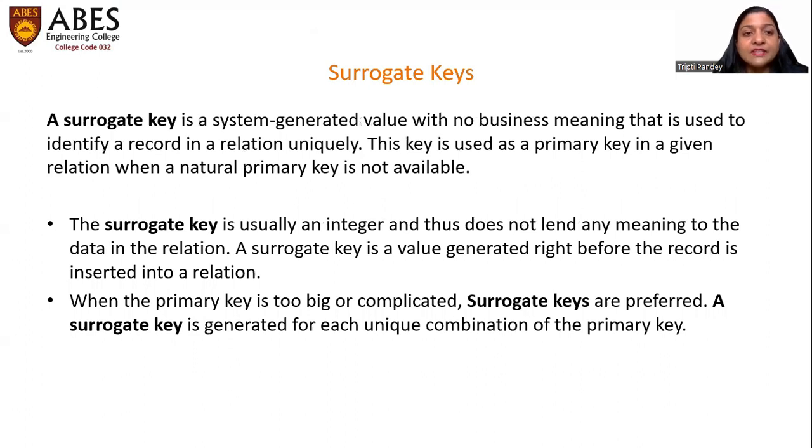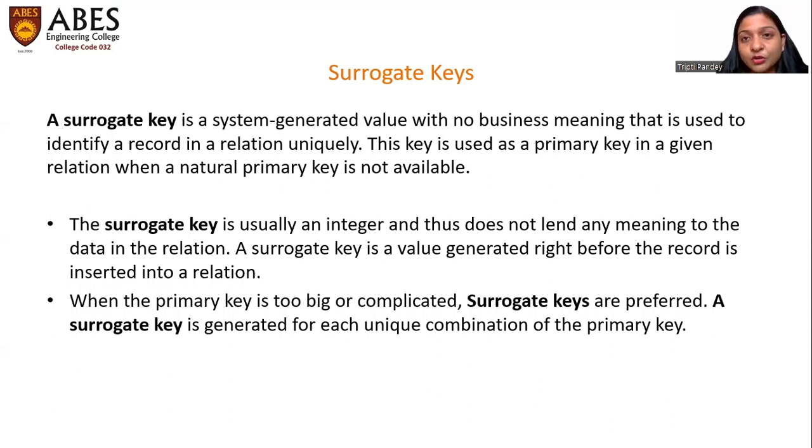Next is surrogate keys. A surrogate key is a system generated value with no business meaning that is used to identify a record in a relation uniquely. This key is used as a primary key in a given relation when a natural primary key is not available. Like when your primary key is very large or when your primary key is not available.